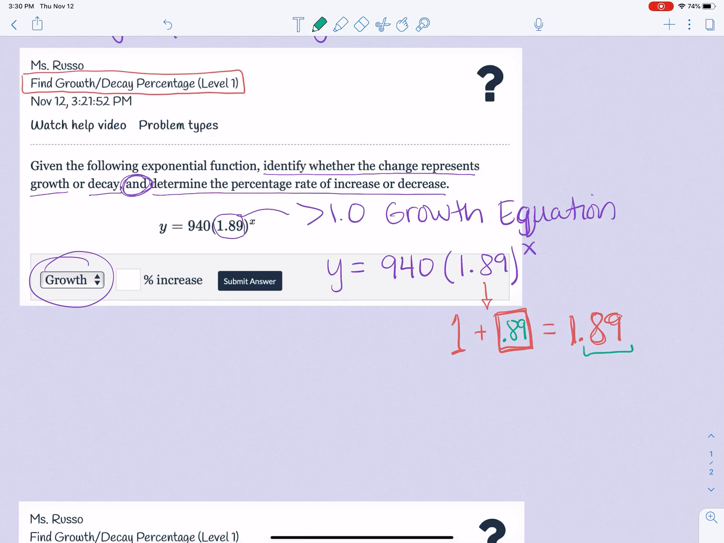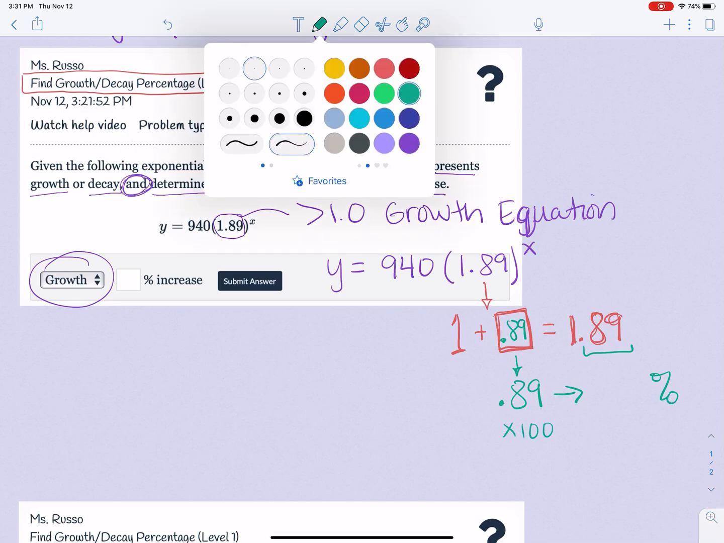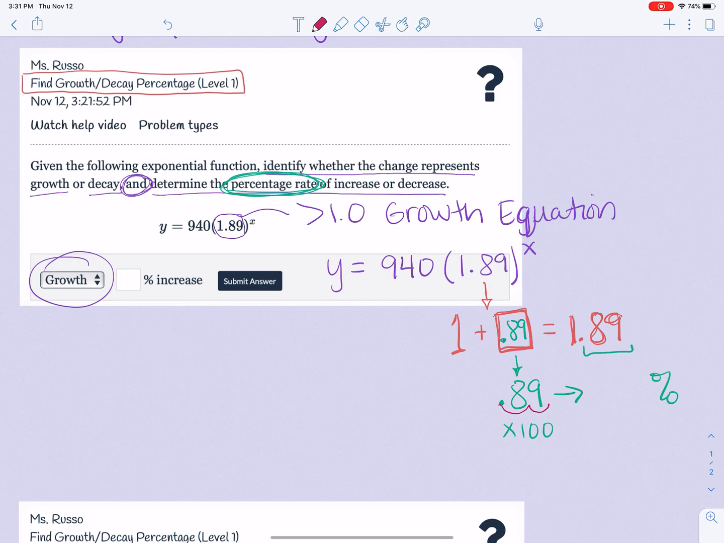Now remember, they are asking for the percentage rate. So they want a percent. So we have to work backwards again. Since 0.89 is the decimal form, we need to turn it into a percent. And we turn it into a percent by multiplying by 100. Now when we multiply by 100, what ends up happening is we move our decimal twice. So we end up with 89%. So on my answer document here, I would type in 89%. So there's our answer. We would submit.